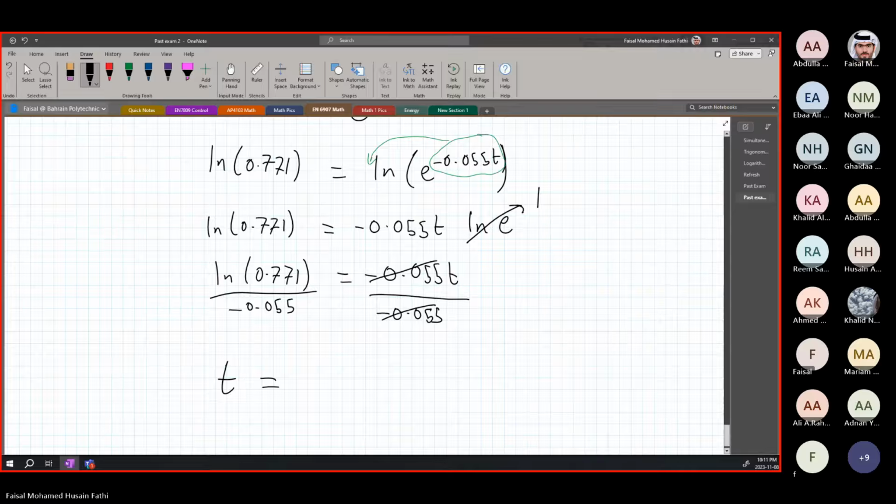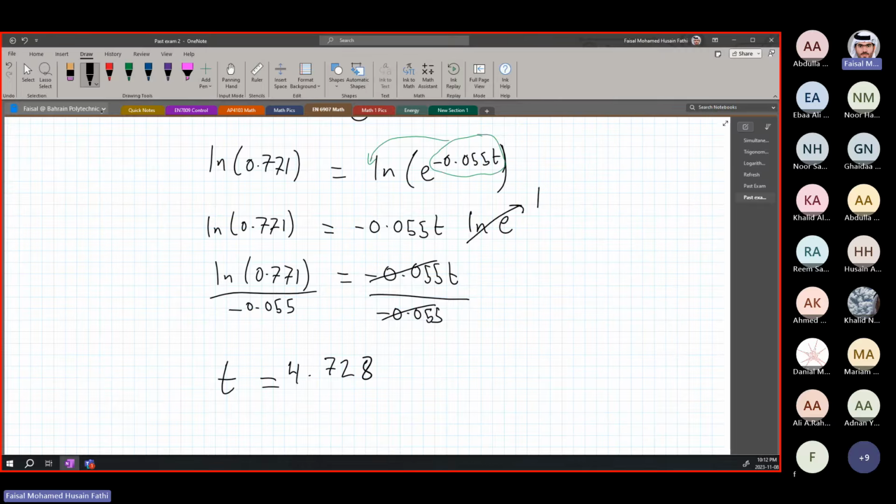We do ln of 0.771 in the calculator: ln of 0.771 divided by minus 0.055, and we are done. It's equal to 4.728 minutes.